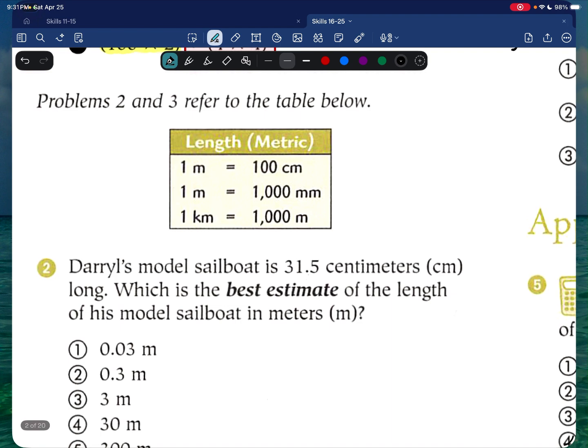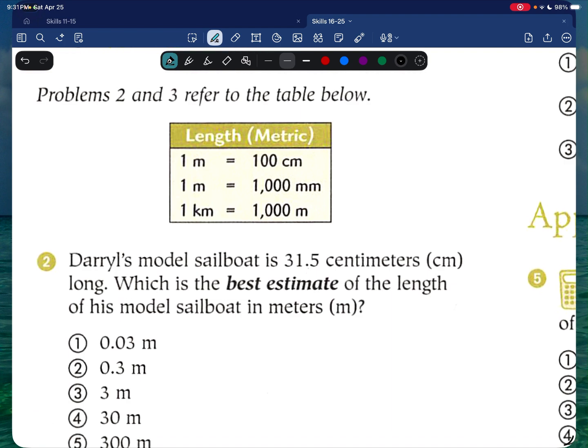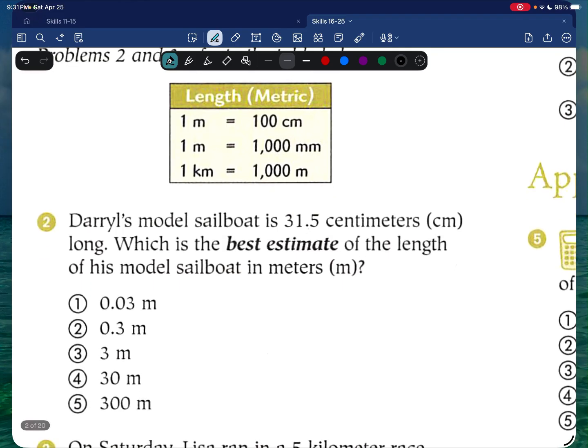Problems 2 and 3 refer to the table below. This is a table of metric length, where 1 meter is 100 centimeters, 1 meter is 1,000 millimeters, and 1 kilometer is 1,000 meters. So we're doing the same type of problem using metric conversions. Daryl's model sailboat is 31.5 centimeters long. Which is the best estimate of the length of his model sailboat in meters?